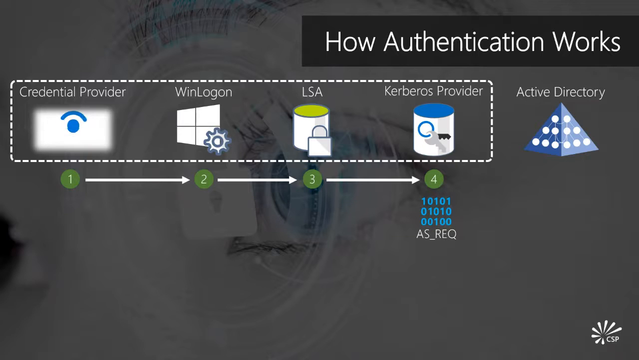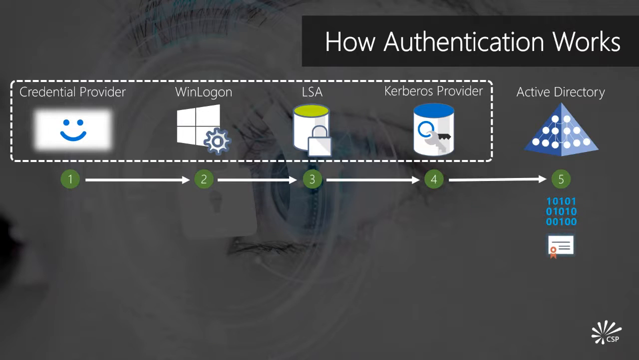It's important to note that the data is only signed by the private key, and that the private key itself is not being packaged or sent anywhere as part of the process. It's staying on the local machine itself. The Kerberos provider is then going to send this AS-REQ message to the identified domain controller in the on-premises domain.